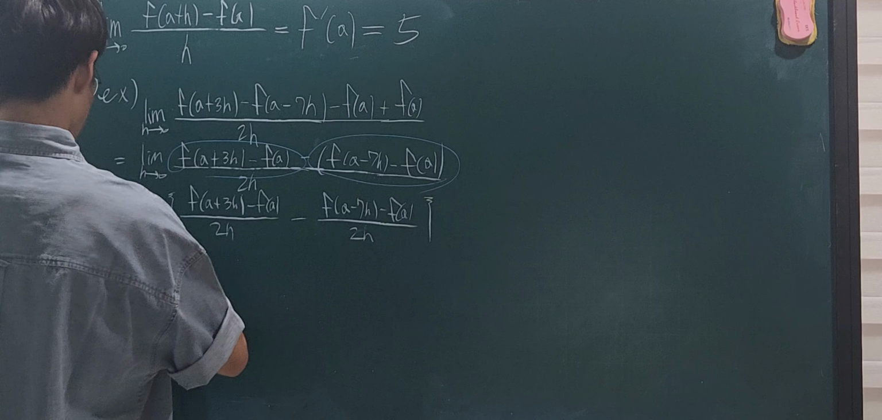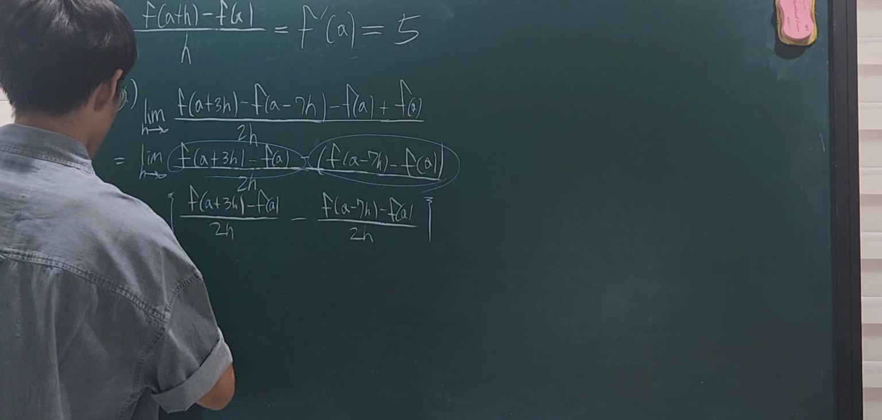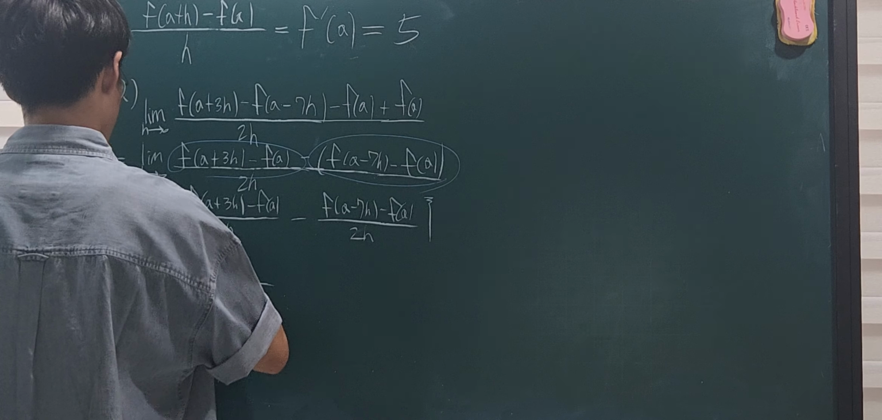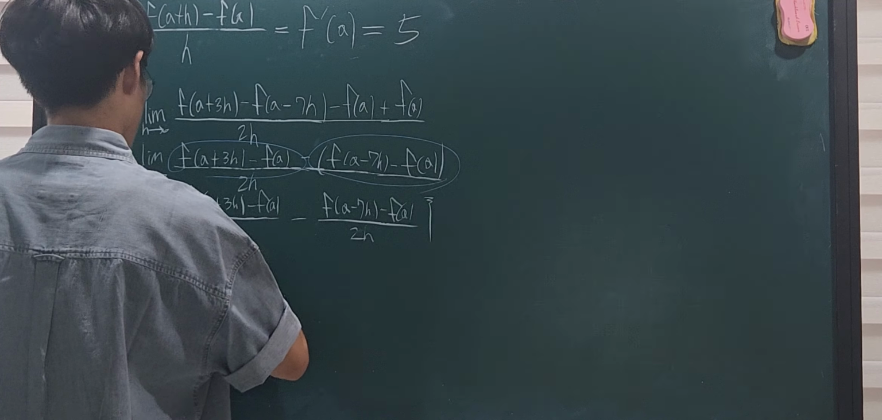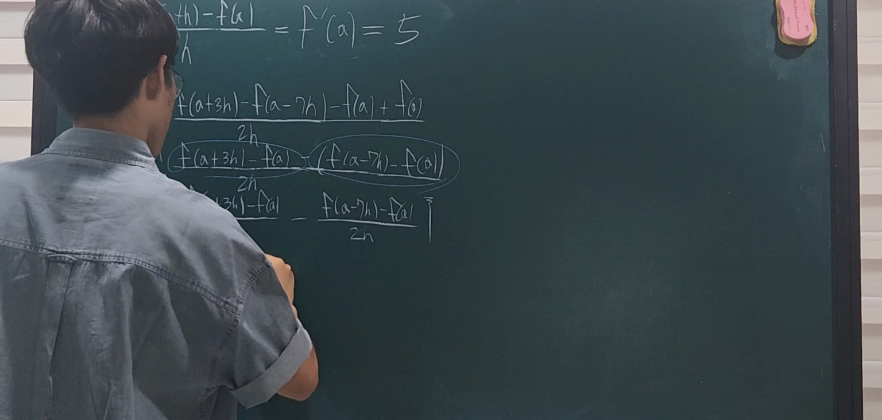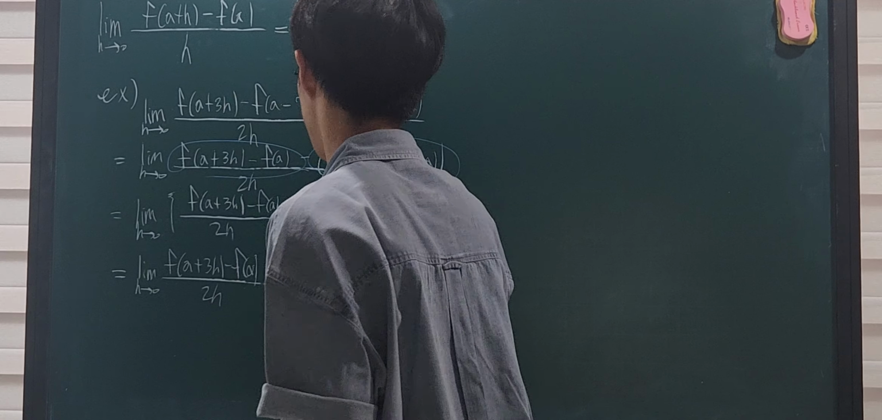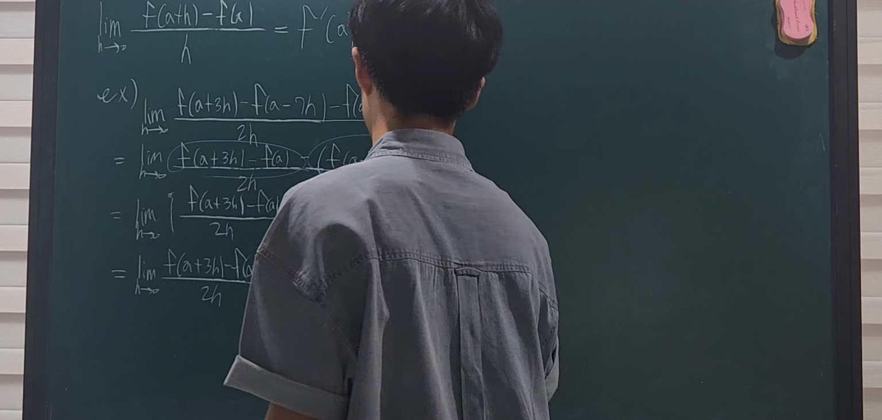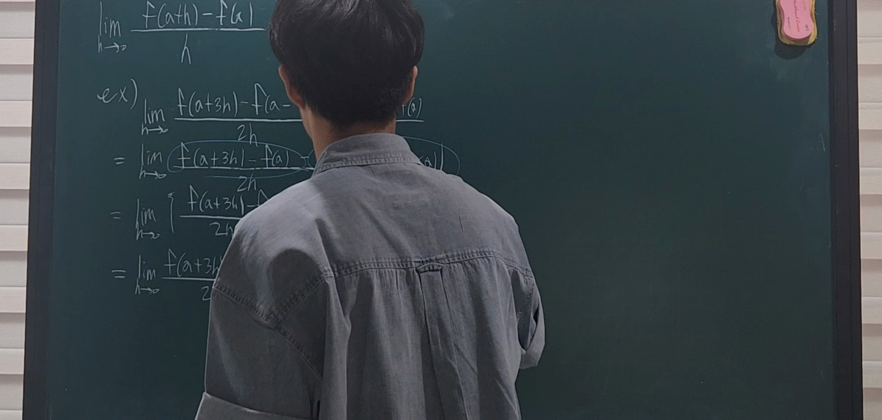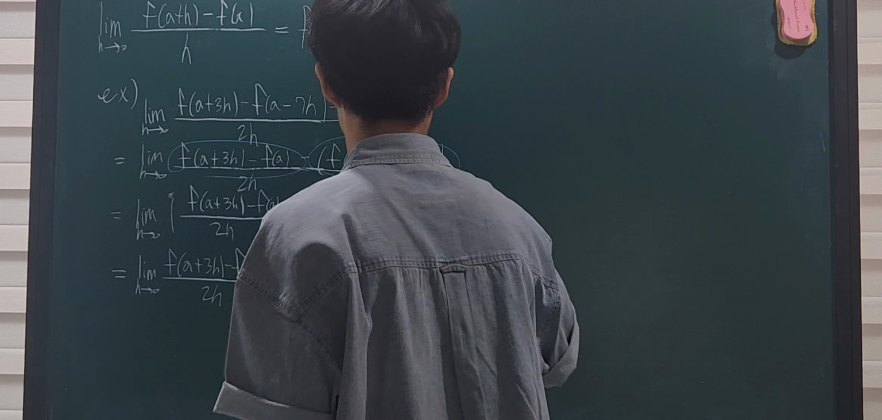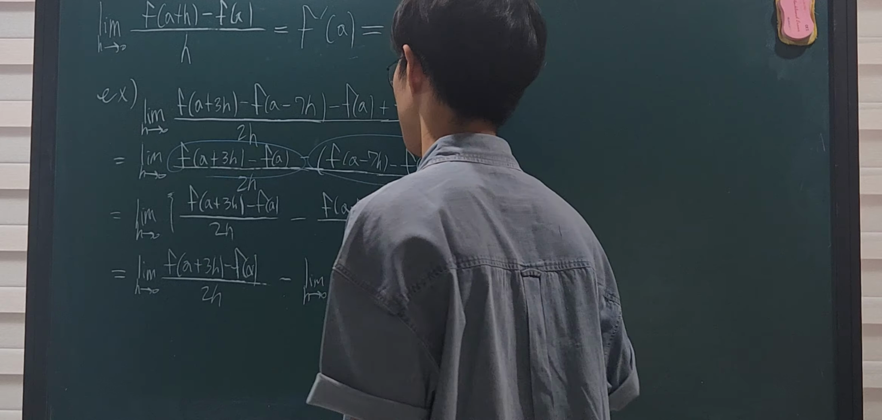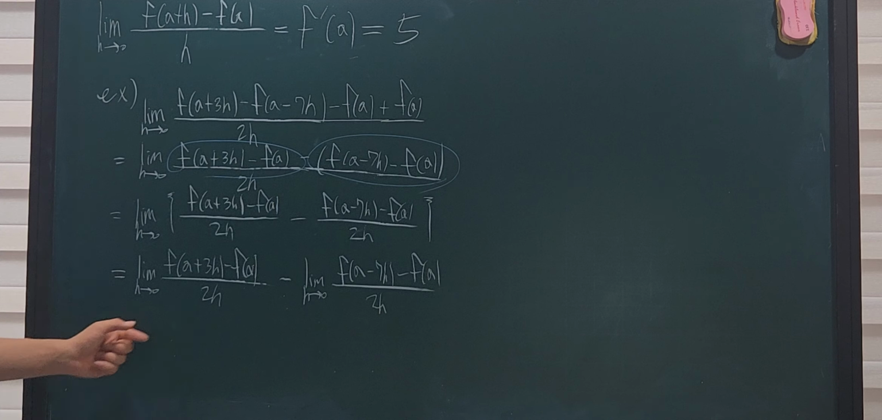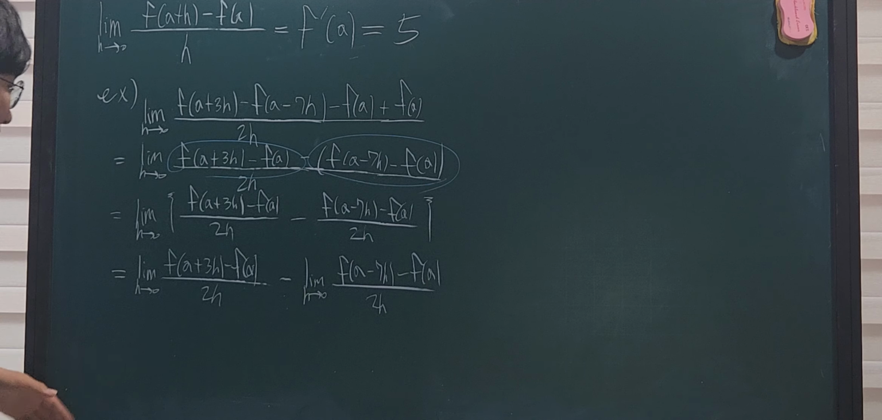So this will become the limit as h approaches 0 of (f(a+2h) + 3h - f(a))..., and then minus the limit as h approaches 0 of (f(a+2h) - 7h - f(a))... Boom! Now easy peasy.